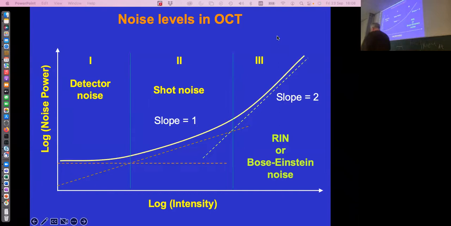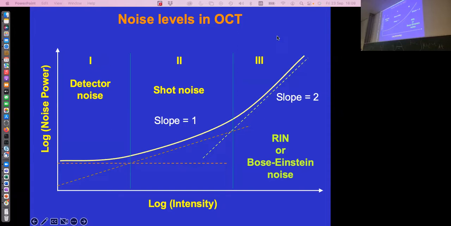Okay, so I asked you in the beginning, somewhere in the beginning, the question: what happens if I double my reference arm power? What happens with the amplitude of my interference fringes? You will remember the answer. It increased by the square root of 2. Very good. And now I also gave you the definition that the signal is the square of that intensity.